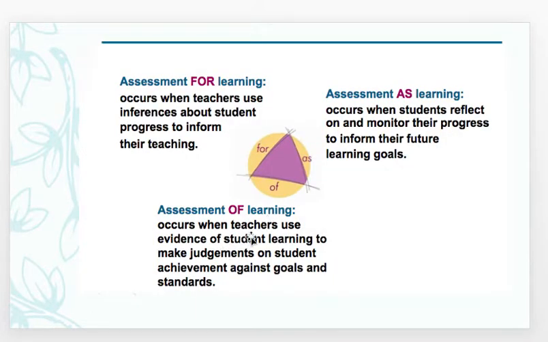Assessment of learning, as it says, we are assessing the learning. It occurs when teachers use evidence of student learning to make judgments on students' achievement against goals and standards. Assessment of learning. So this is from teacher's side. That's also from teacher's perspective as well. But this is assessment as learning. It occurs when students reflect and monitor their own progress to inform their future learning goals. So this is about the student. So the student assesses himself or herself.